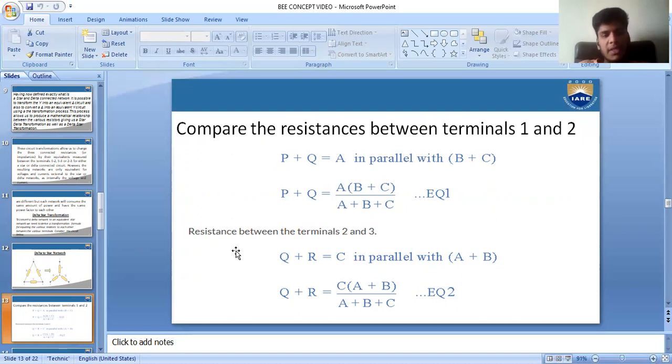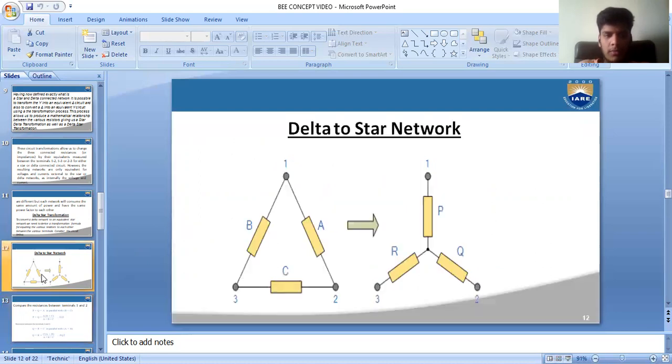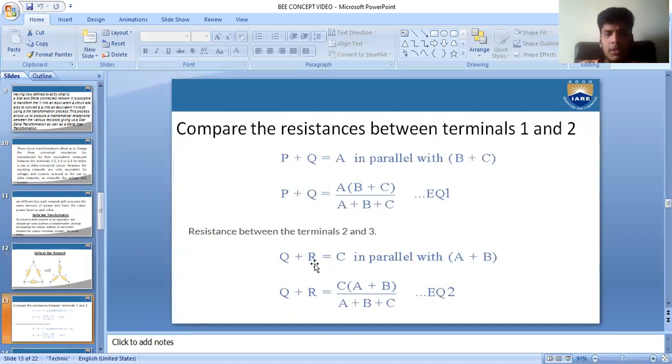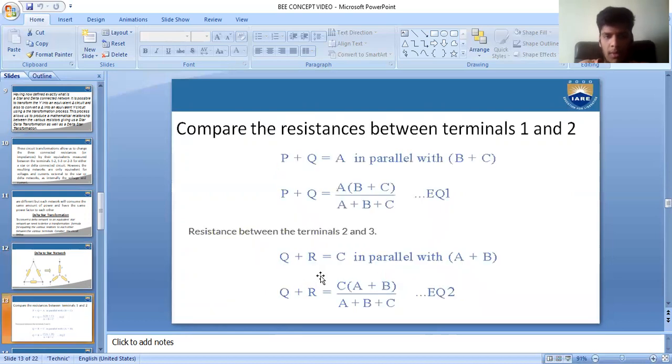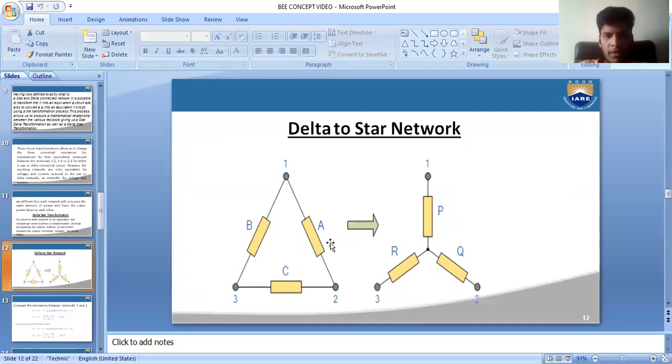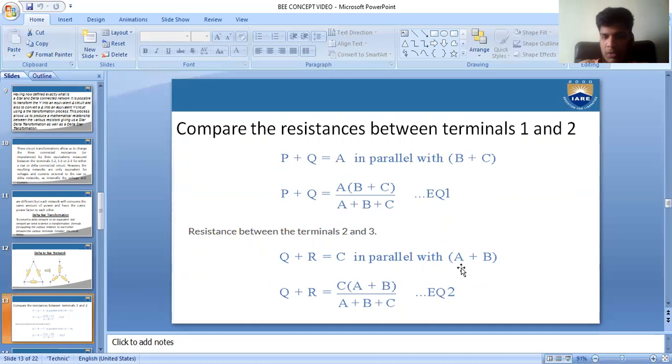And here, resistance between terminals 2 and 3. See, the resistance between terminals 2 and 3. Q plus R is equal to C. See here, Q plus R, we have equated to this C, in parallel with A plus B. A and B are parallel, right? So we have taken that here, parallel with A plus B. So Q plus R is equal to C into A plus B divided by A plus B plus C. Same as equation 1, mark it as equation 2.